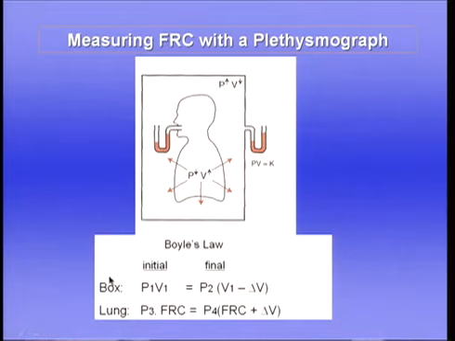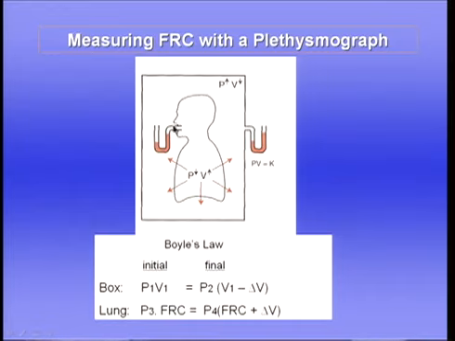And so what we say for the box in this initial measurement, when the subject makes an inspiratory effort, is that the initial pressure and volume, P1 V1, is equal to P2, which is the pressure after he made the inspiratory maneuver, times V1 minus delta V, the original volume, which has been reduced by the volume that the lung changed, delta V. And from that, we, of course, can derive delta V.